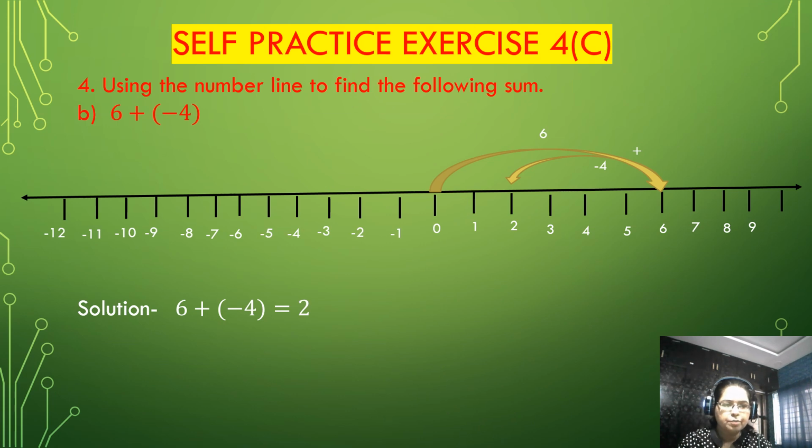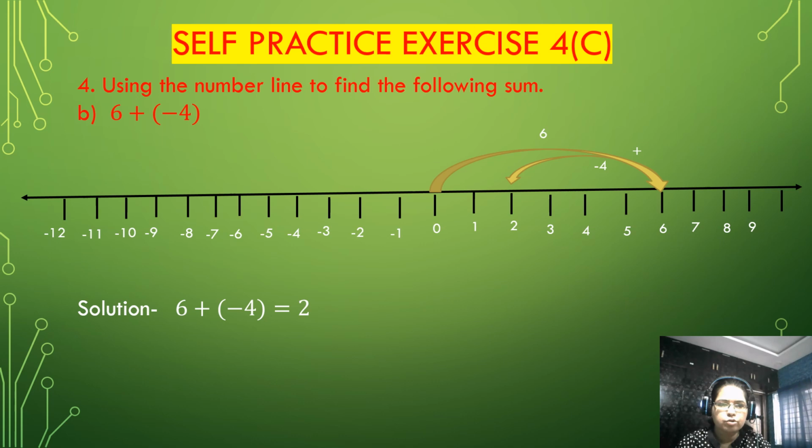Now second bit B, 6 plus of -4. 6 is a positive integer, so starting from 0 the number goes to the right-hand side, 0 to 6, 6 places. So now the number is at 6. The distance from 0 to 6 is 6, and 6 plus -4.